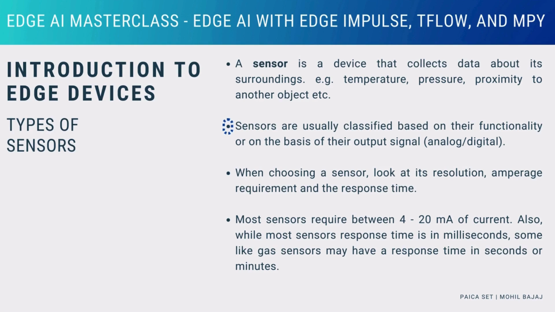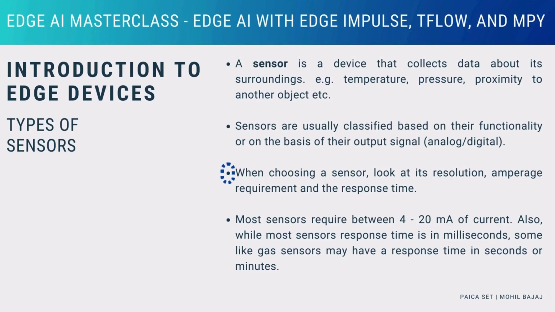Analog sensors, like thermistors, produce a continuous output signal that varies proportionally to changes in the physical phenomenon they measure. Digital sensors, on the other hand, like digital temperature sensors, produce a discrete output in the form of digital signals or data. When selecting a sensor for your application, there are several key factors to consider.